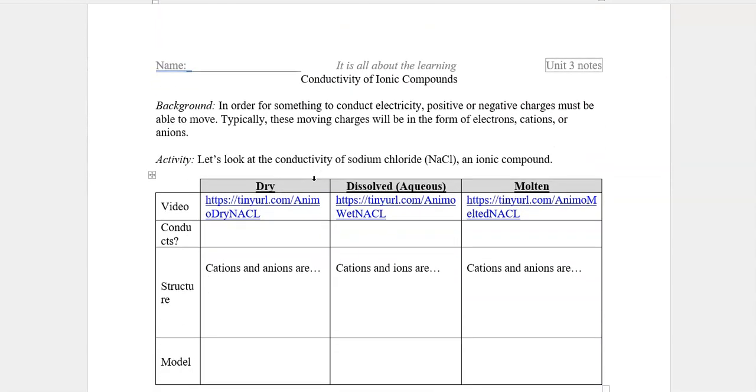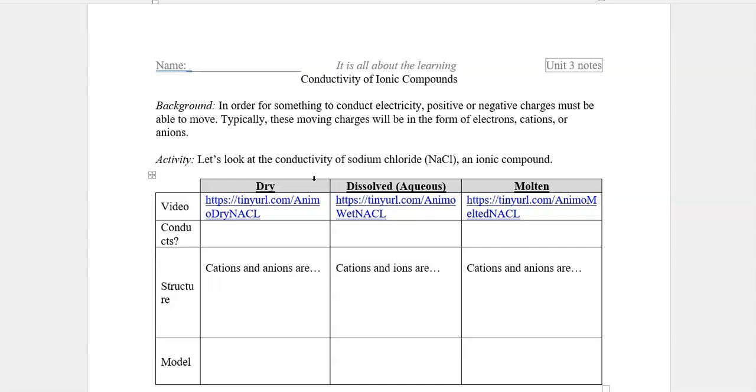Let's look at conductivity of ionic compounds. We read about it. I don't know if you remember. You can always look back. But in order for something to conduct electricity, positive or negative charges must be able to move. Typically, these moving charges will be in the form of electrons, cations, or anions.